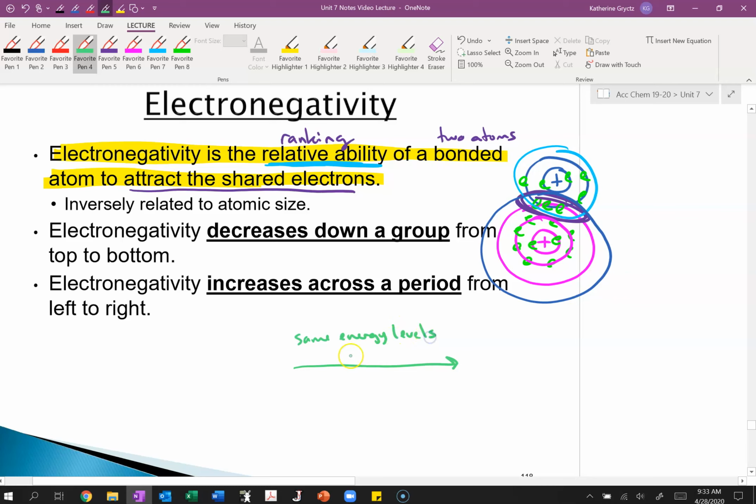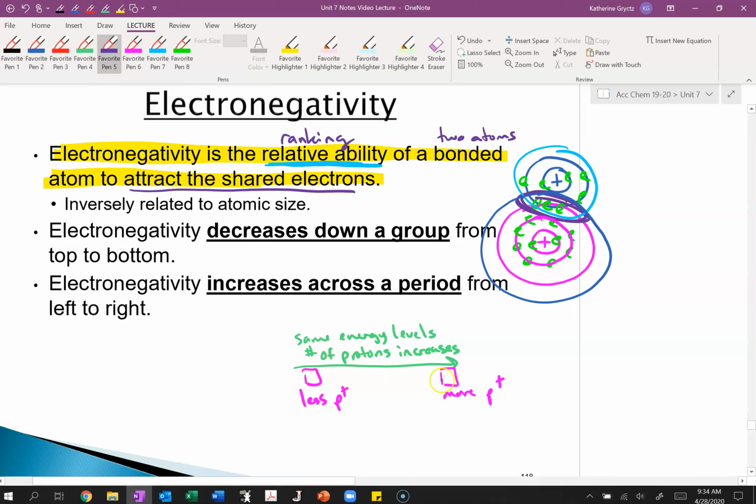But if they have the same number of energy levels, then the change in the protons is increasing as you go across the periodic table. So the ones that we have sorted and put over toward the right on the periodic table have more protons than the ones that we have put on the left side of the periodic table. What the protons do is attract the electrons.